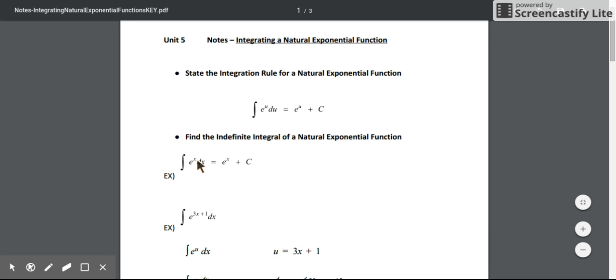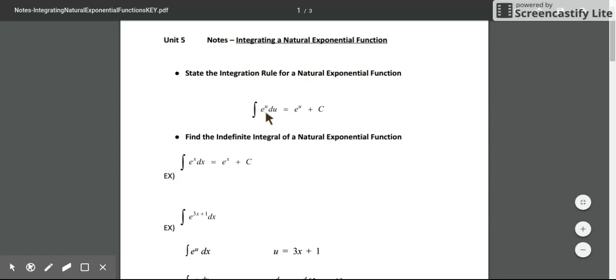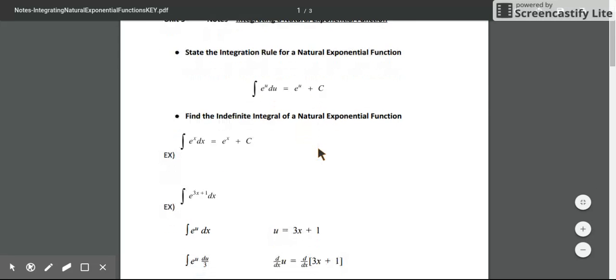If you have e to the x and you want to integrate that and find the indefinite integral, it's just going to be e to the x plus that constant of integration. If that exponent becomes any more complicated than just 1x, we're going to have to use our u substitution, and that's where this form comes into play, and that's the one we'll be practicing in this video.